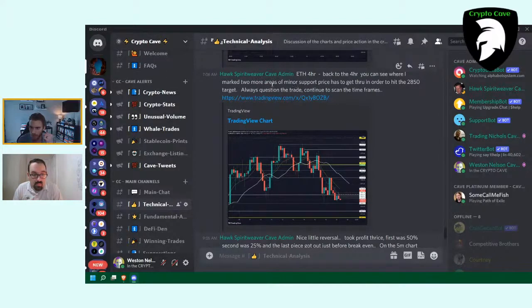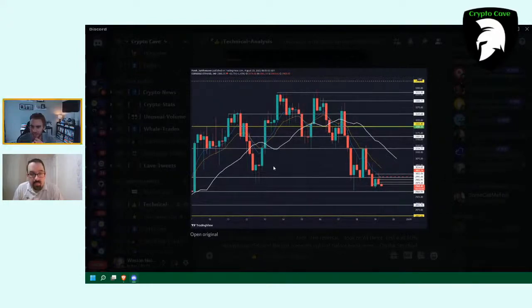But then I think this is probably the best one that he posted today, actually, to kind of wrap it up. So back to the 4 hour, you can see where I marked 2 areas of minor support. Price has to get through in order to hit the 2850 target. And then some words of wisdom, which I always appreciate. Always question the trade, continue to scan the time frames. Now, again, this might look like, whoa, what am I looking at? But you can quickly learn. And if you think about what he just said there, it's like, okay, yeah, that makes perfect sense.